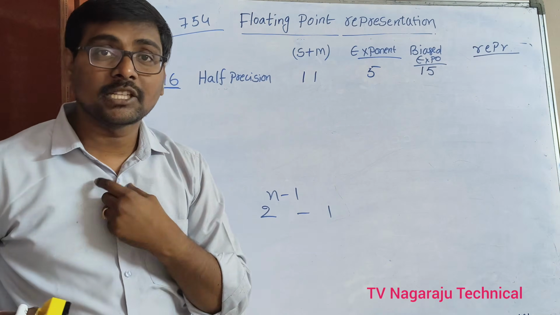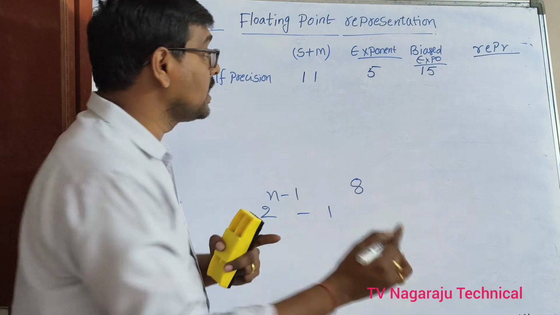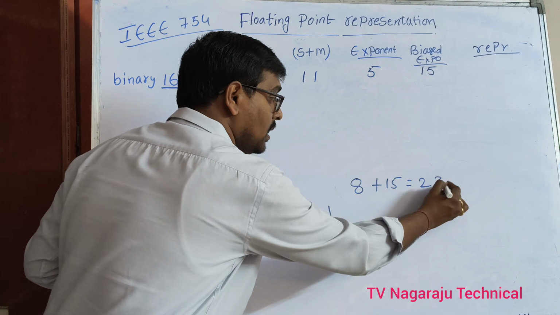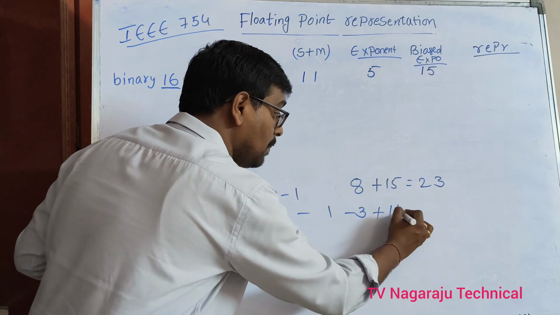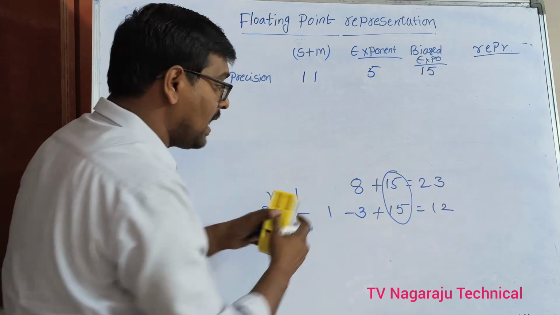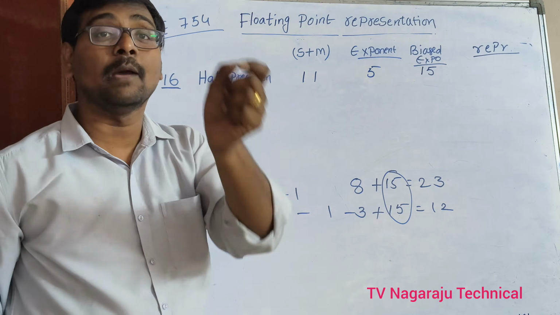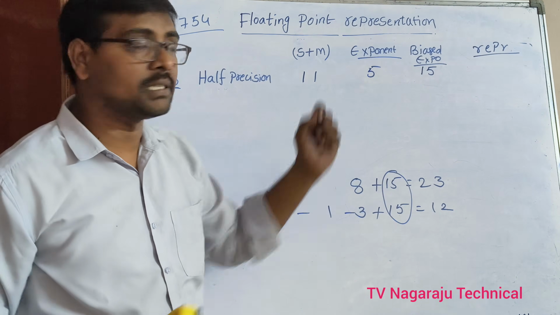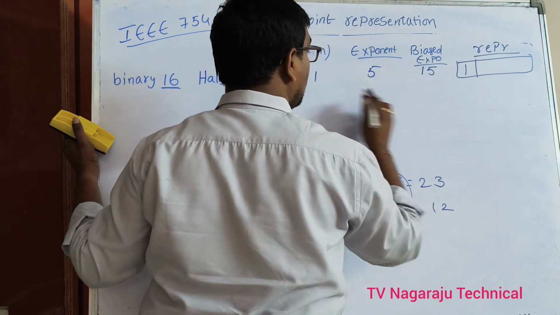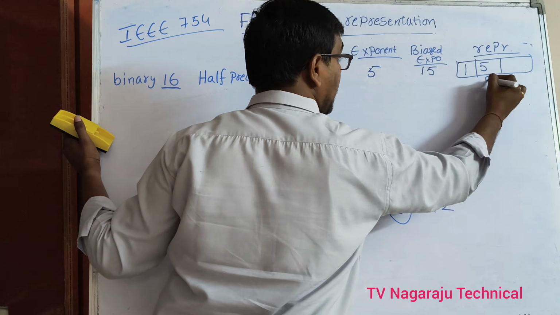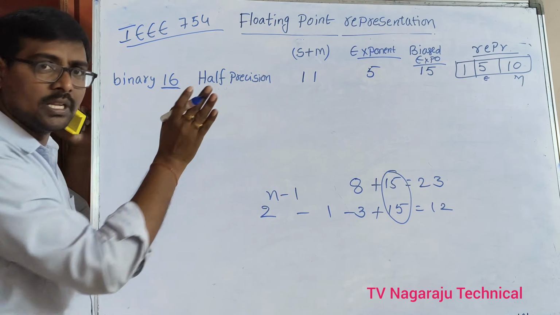For example, assume my exponent is equal to 8. What is the biased exponent? 8 plus 15, that is 23. Suppose my exponent is minus 3. What is the biased exponent? Minus 3 plus 15, that is 12. You got it? We are adding this 15 to my exponent. Here 5 specifies the number of bits used to represent the exponent. Now what is the representation? 1 bit is used for sign, 5 bits are used for exponent, and the remaining 10 bits are used for mantissa. Anyway, half precision is not preferable.